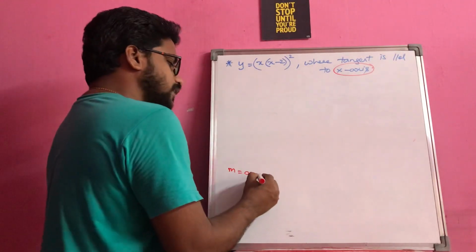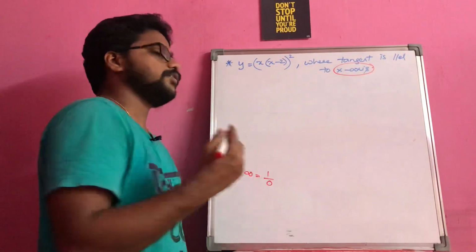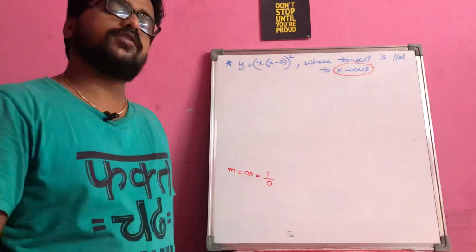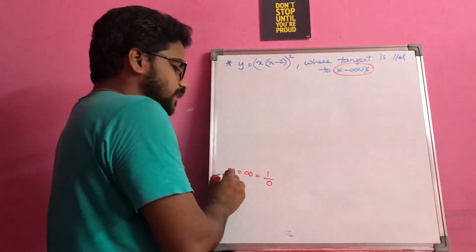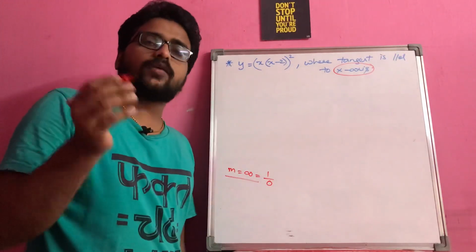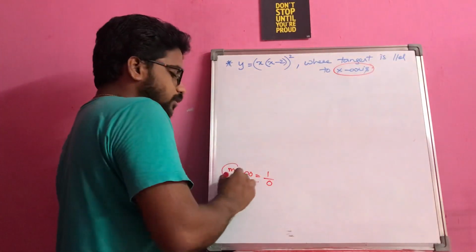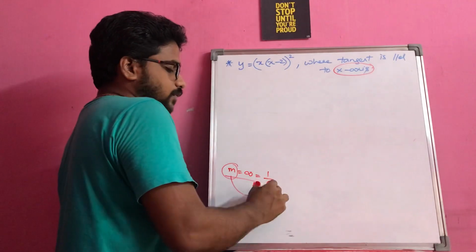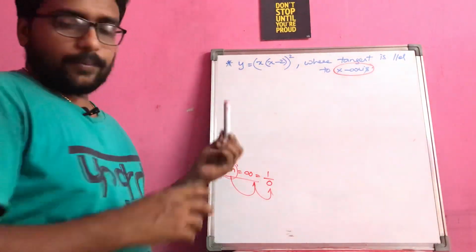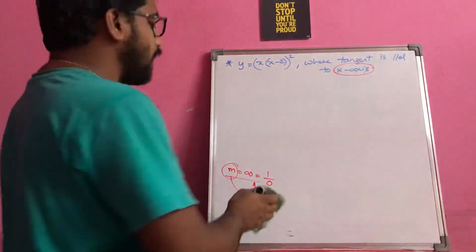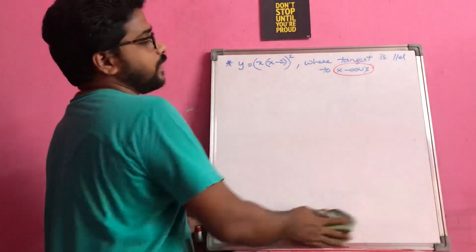You can just write this infinity as 1 by 0 or 2 by 0, 3 by 0, whatever number you want, you will still get the same answer. So whenever they say in the question that it is parallel to the y-axis, you have to take the slope value as infinity, which is equal to 1 by 0. Okay. Now come back to this question. They said the tangent is parallel to the x-axis.